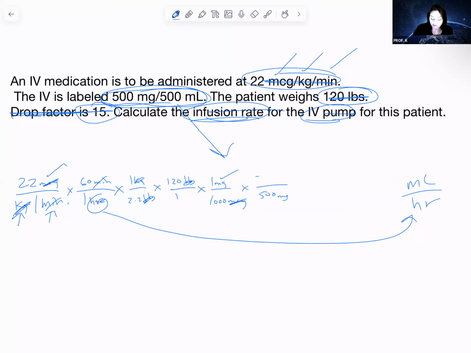500 milligrams and 500 milliliters. Now, there's 100 ways you can cross off and do things. If you want to do it the long way, it's pretty disgusting. The answer is 79,200,000 over 1,100,000. And then you divide and it will give you 72 milliliters an hour.